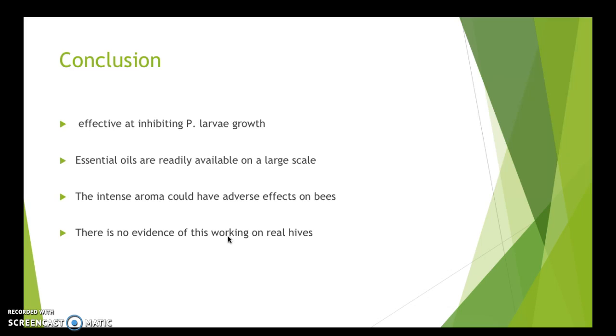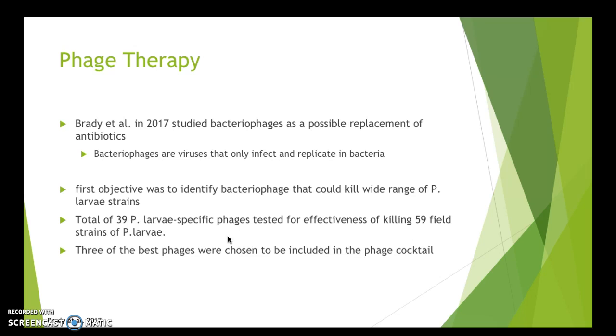Another positive is that essential oils are natural and readily available on a large scale. However, there is no evidence that this works with real bees infected with American foulbrood, and due to the intense aroma of essential oils, the bees could become misoriented. So more studies need to be done to investigate the physiological effects on real bees.